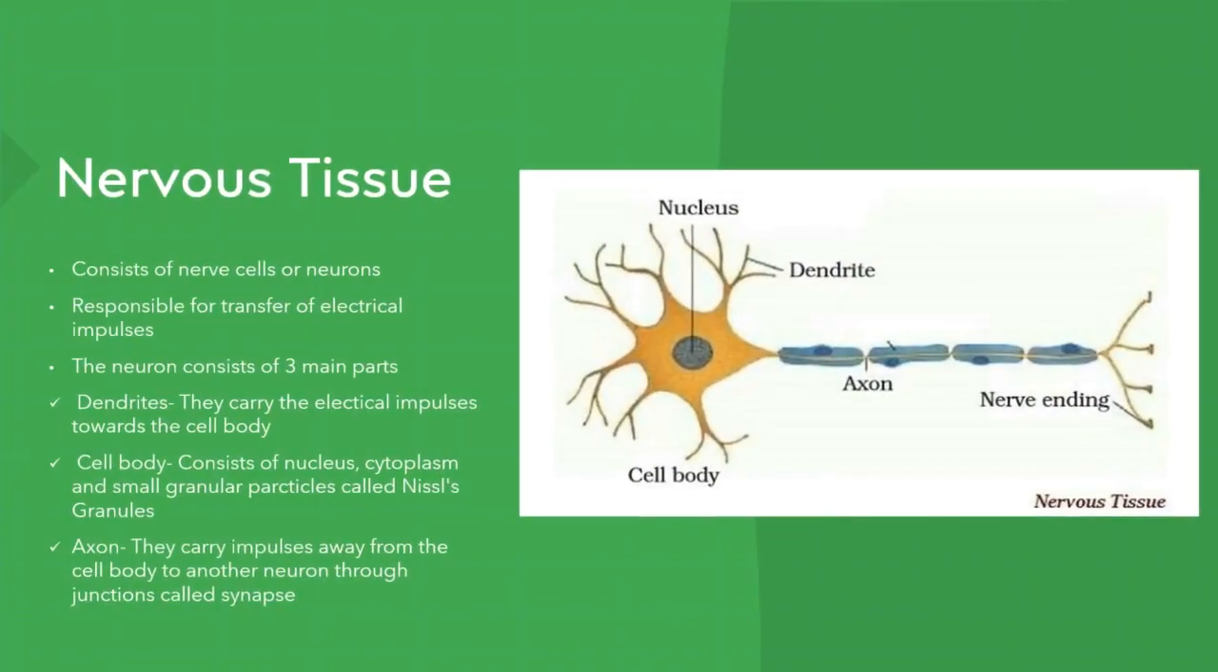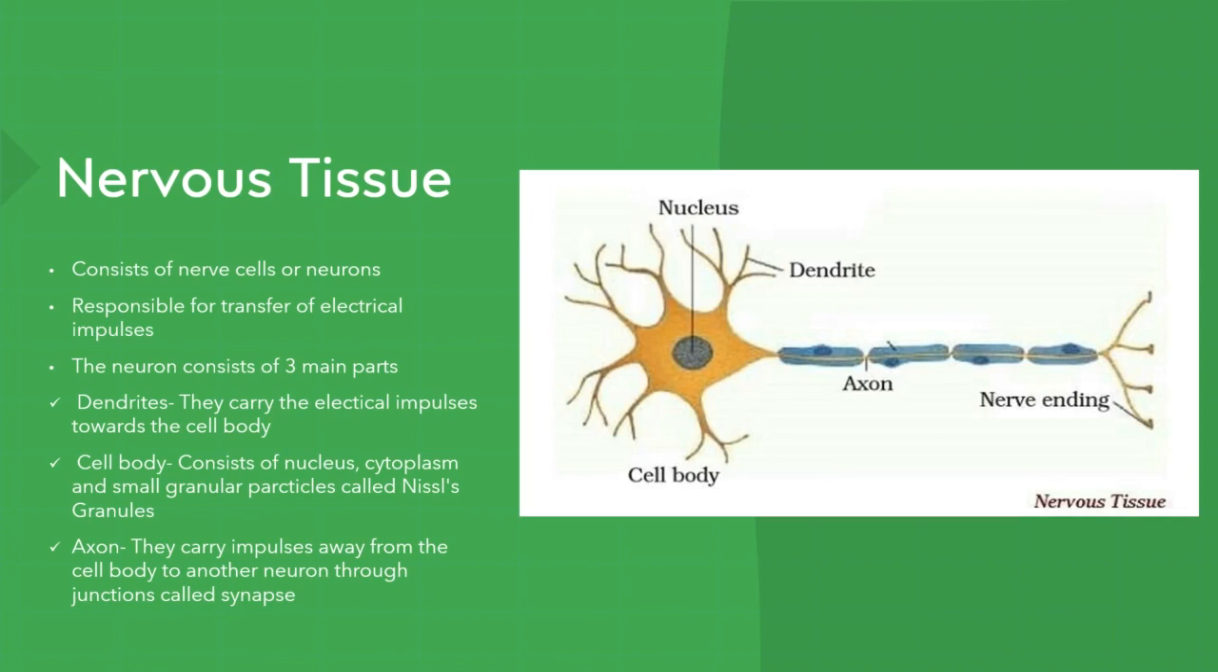So the next type of tissue is the nervous tissue. It consists of the nerve cells or the neurons, which is the structural and functional unit of the nervous system. They are responsible for the transfer of electrical impulses. The neuron consists of three main parts: the dendrites. These carry the electrical impulses towards the cell body.